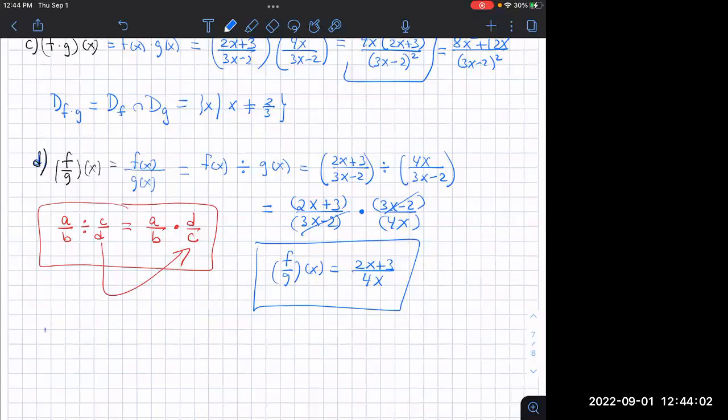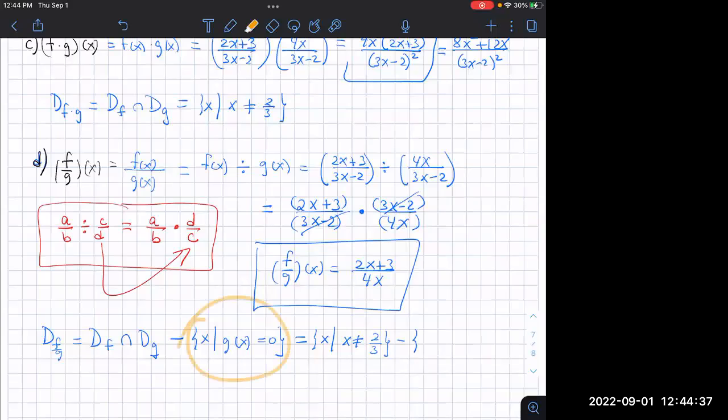Okay, domain. The domain of f over g is the domain of f intersection the domain of g, taking away all the x's so that g of x is 0. We already know the intersection of the domain of f and the domain of g is all the x's so that x is not equal to 2/3. Now we take away the elements of that set where g of x is 0.